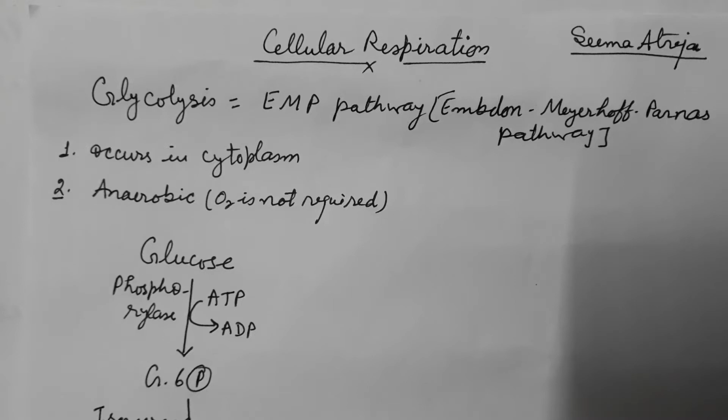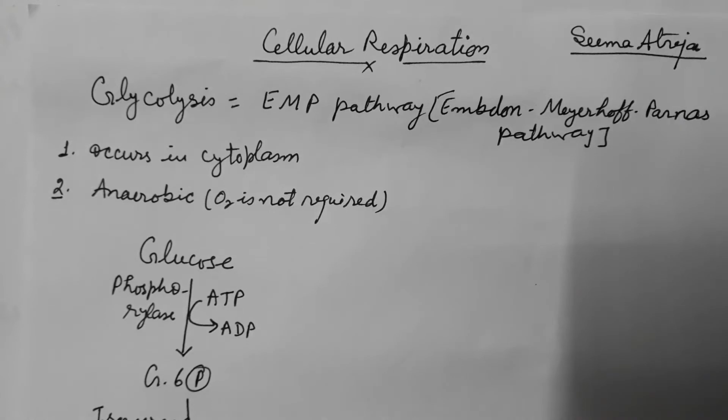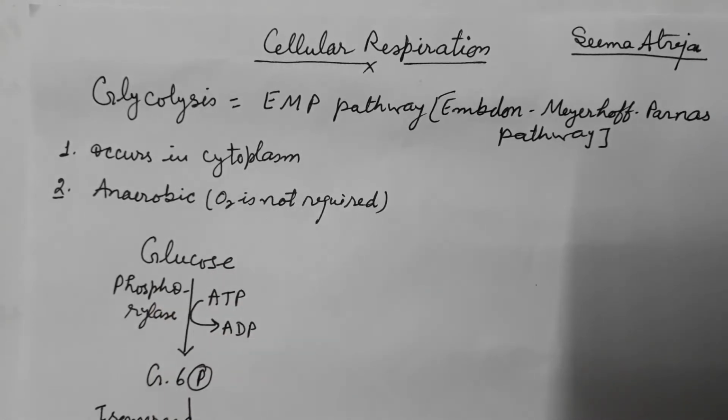Another name of glycolysis is the EMP pathway. This name is given on the basis of the scientists involved in describing the process of glycolysis. E means Embden, M means Meyerhof, and P means Parnas. So we call glycolysis the EMP pathway. Glycolysis occurs in the cytoplasm of the cell. It is an anaerobic process as oxygen is not required. What happens in this process? One molecule of glucose is broken down into two molecules of pyruvic acid. We are going to discuss this process step by step in this video.